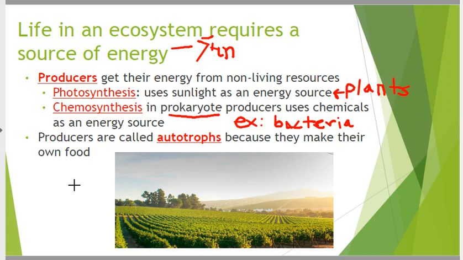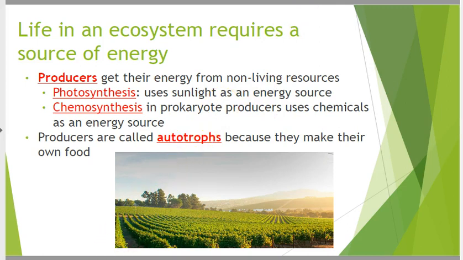Another word for producers, autotrophs. Automatic, means they always have energy. They don't have to rely on something else for their food because they make it themselves. Plants make sugar from sunlight. That's what they need to survive. Got it?